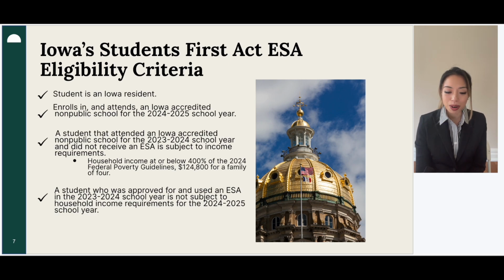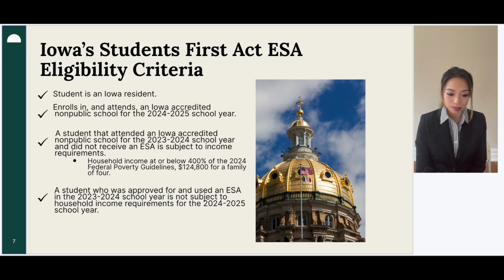For our returning participating students, a student who was approved for and used an ESA in the 2023 to 2024 school year is not subject to household income requirements for the 2024 to 2025 school year. The income check will look at the household income to verify that it is at or below 400% of the 2024 federal poverty guidelines, which, for example, is $124,800 for a family of 4.